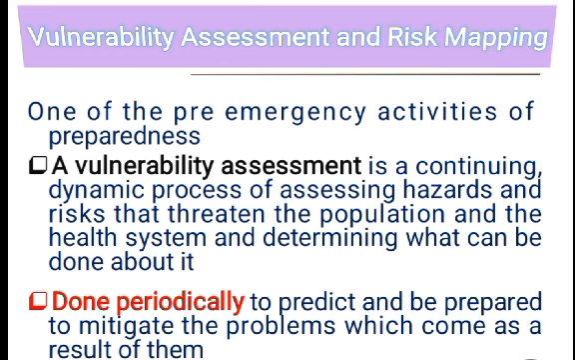Vulnerability assessment and risk mapping is one of the pre-emergency activities of preparedness. A vulnerability assessment is a continuing dynamic process of assessing hazards and risks that threaten the population and the health system and determining what can be done about it. It is done periodically to predict and be prepared to mitigate the problems which come as a result of them.